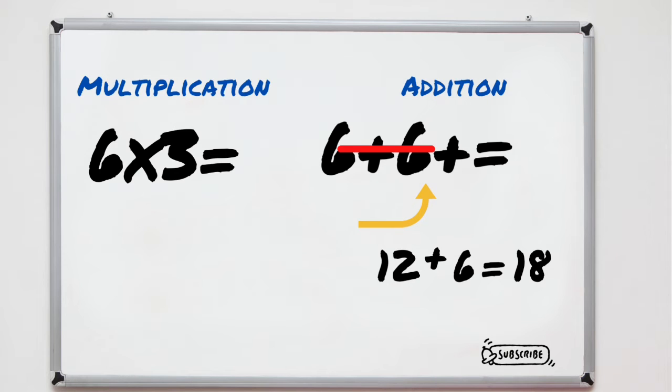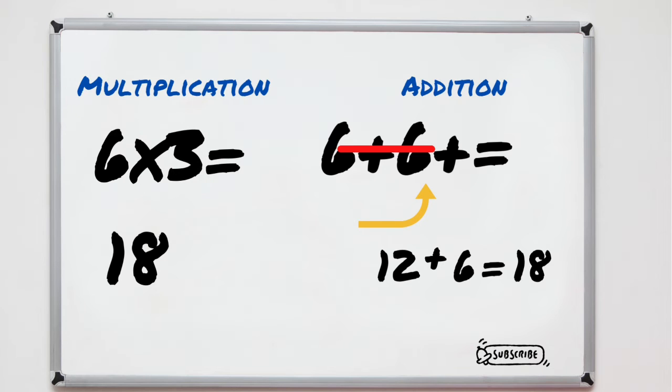We now have the answer to our original multiplication problem. 6, 3 times equals 18. So 6 times 3 equals 18.